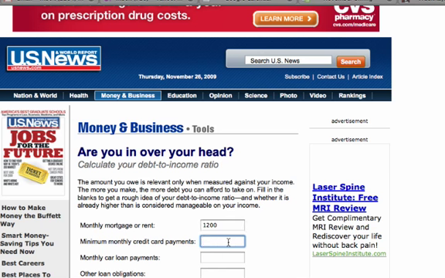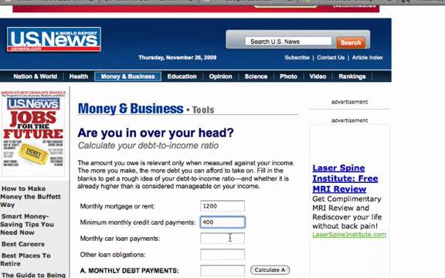And then on the credit card payment line, you want to put in what your minimum monthly credit card payments are. So if you're paying it off every month, you don't want to necessarily put the whole amount in. Just what the credit card company says your minimum payment is. So let's say you have $400 a month in minimum credit card payments.